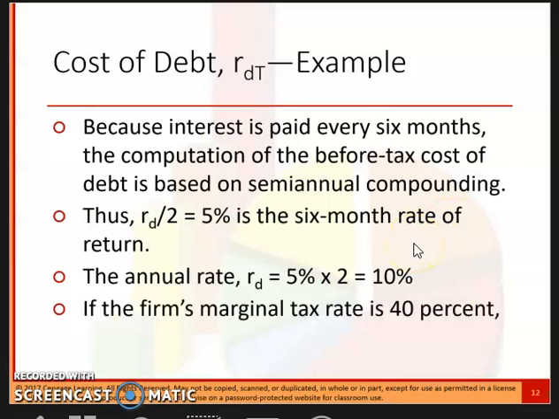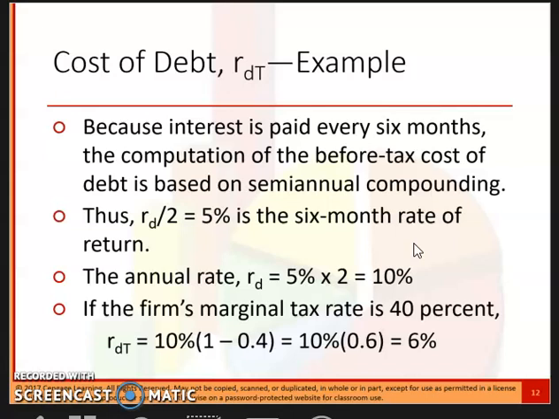So again, the firm's marginal tax rate is 40%. So R sub D T, or the after-tax cost of debt, is that 10% yield on the bonds multiplied by 1 minus the marginal tax rate of 40%. So that's 10 times 0.6, or 6%.